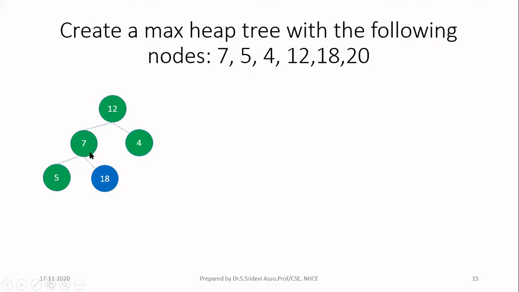So insert this as a right child for 7. Now you know why I am inserting as a right child for 7. Then you check the value of this node. 18 is greater than 7. So swap 7 and 18.